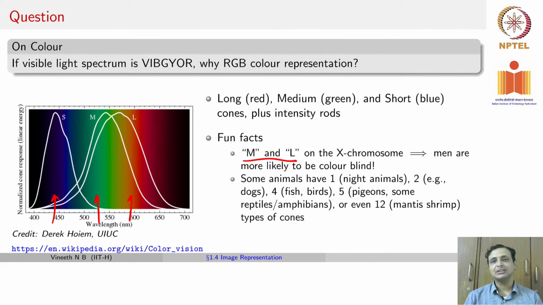Also, it's not that all animals have the same three cones. While humans have three cones, night animals have one cone, dogs have two cones, and fish and birds have more color sensitivity, going to 4, 5, or in the mantis shrimp, up to 12 different kinds of cones. So nature has an abundance of ways in which colors are perceived.